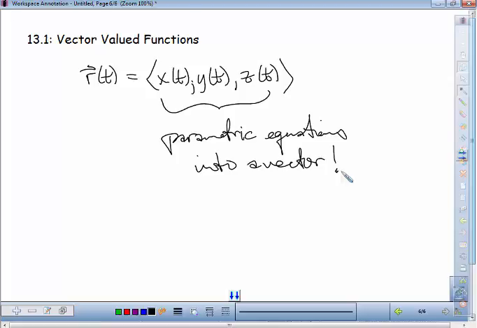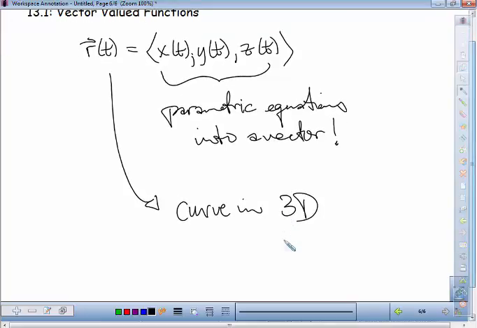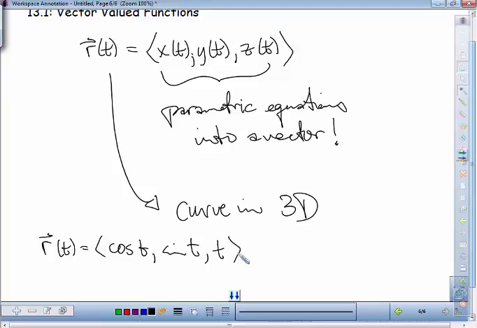then you have a vector valued function. And what this does graphically is this is a curve in three-dimensional space. Now the simplest example is the combination of cosine t, sine t, and t. So imagine this is a curve. You're tracing a curve out in 3 dimensions.